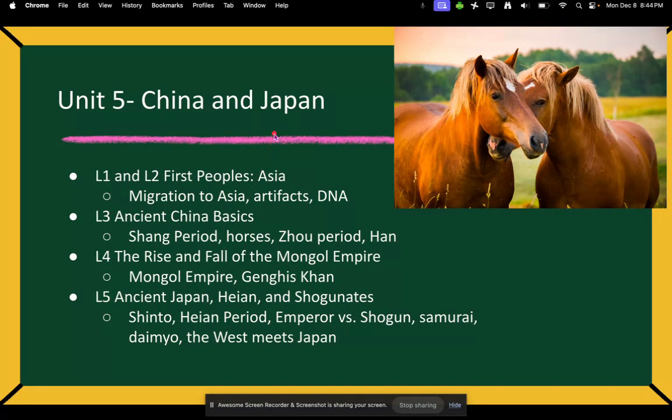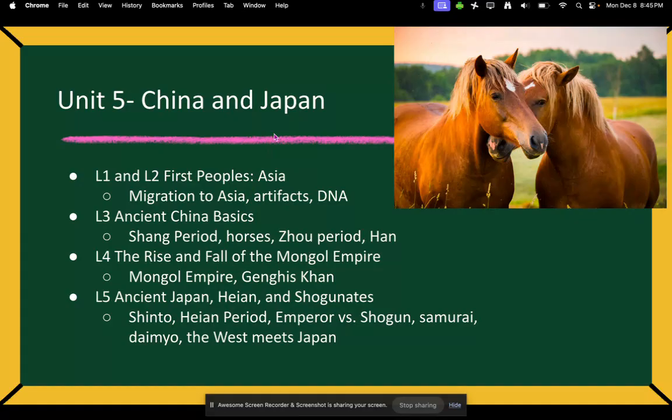So we started off with lessons 1 and 2, the first people of Asia. We talked about the migration to Asia, artifacts, also DNA testing. Lesson 3 was ancient China basics. That's where we talked about the Shang period, the horses, the Zhou period, the Han dynasty. And lesson 4, that was the rise and fall of the Mongol Empire.